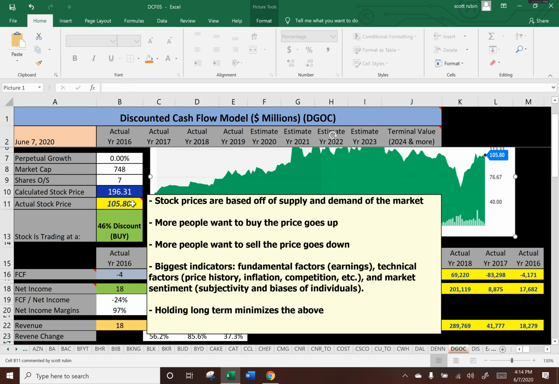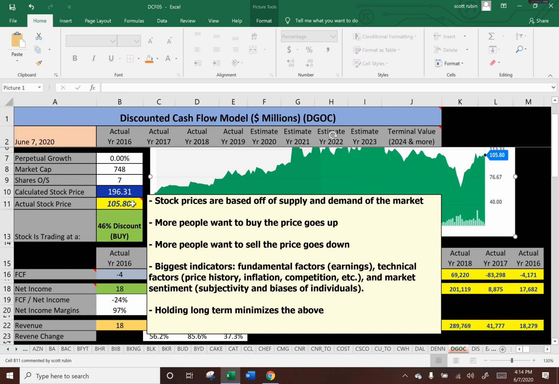It's also based on technical factors like inflation and competition from other people and taxes. And it's also based on market sentiment, how people feel about this company, how people feel about the market, how they feel about this sector, and a lot of other things, which can be really confusing for a new investor and frustrating as well. So the only way to mitigate these types of risks is to hold stocks long term. You want to pick a stock with good fundamentals and hold it long term, because eventually you should win.